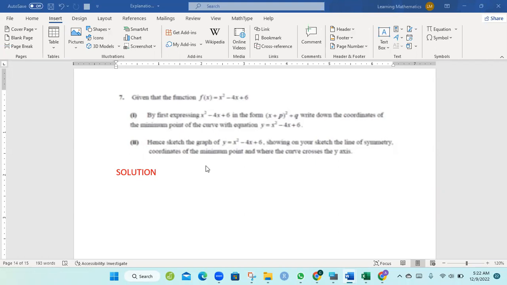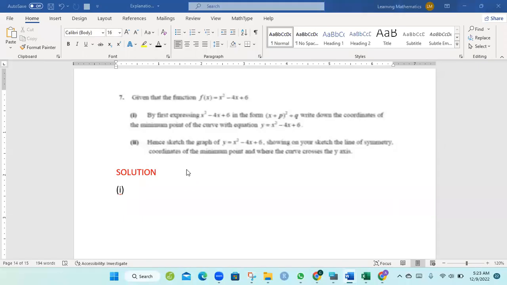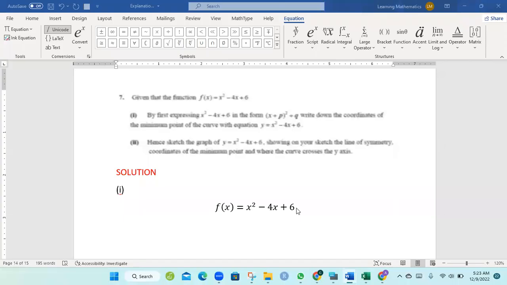So basically, what we need to do is to complete the square. We need to transform x squared minus 4x plus 6 into the form (x plus p) all squared plus q. So what we need to do is to use a, b, and c to find p and q. So let's identify what is a, b, and c in x squared minus 4x plus 6. First and foremost is a. A is the coefficient of x squared. If you do not see a coefficient, then the coefficient is 1. So therefore, a is equal to 1.